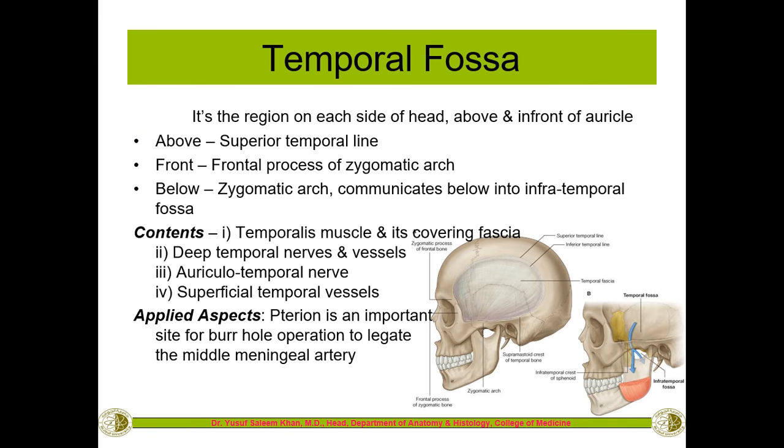To begin with, the temporal fossa is an area or region which is in front of as well as above the external ear. This is the external auditory meatus or the auricle. So just in front of the auricle and above the auricle, whatever structure is there, that region is called the temporal fossa. So it's the region on each side of the head, above and in front of the auricle. This is the region above, and here it will be the front.